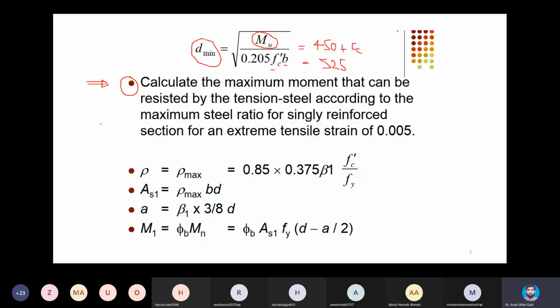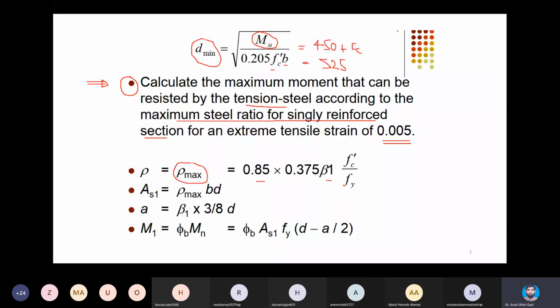What you will do, step 1, is calculate the maximum moment that can be resisted by the tension steel according to the maximum steel ratio for a singly reinforced section for an extreme tensile strain of 0.005. So this is the first step. You will write the rho max equation of singly, and you know that it is 0.85 beta 1 into 3 over 8 into fc prime over fy.